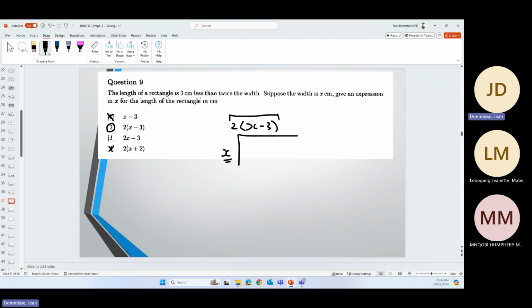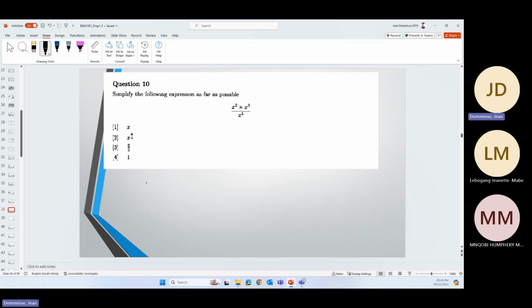For option 3, the sentence would have needed to be something like, the length of a rectangle is twice the width minus 3, so that you know that you need to multiply the x first. Otherwise, as we read it here, it's 3 less than twice the width. Okay. So that is one of the interesting questions from a previous exam paper that I thought was quite good to include in this session.